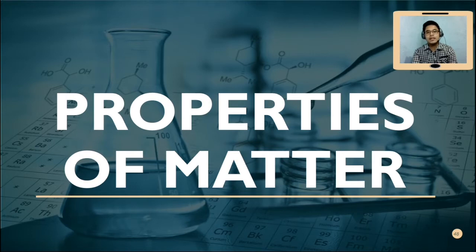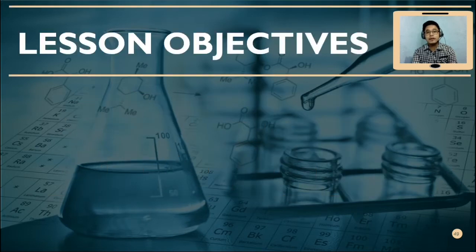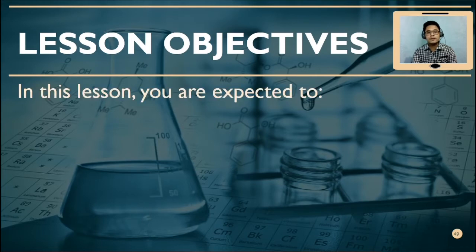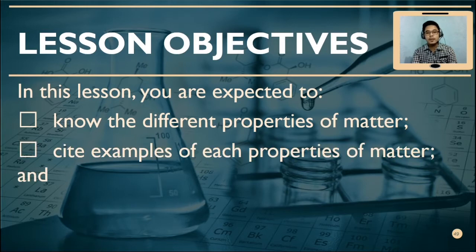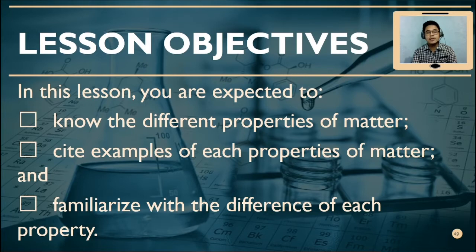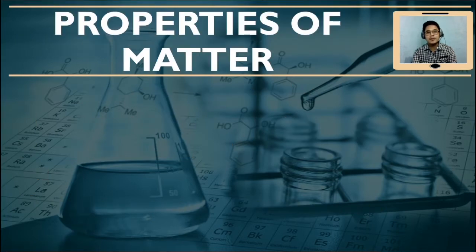So before we answer that question, let us have first the different lesson objectives. So first, in this lesson, you are expected to know the different properties of matter. Second is to cite examples of each properties of matter. And lastly is to familiarize yourself with the difference of each properties. And moving forward with our discussion proper, let us have the properties of matter.